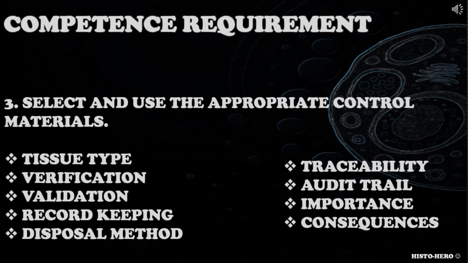The third competence requirement is select and use the appropriate control materials. Candidate should be able to select and use correct control material for demonstration methods. Does the candidate use correct control material for relevant demonstration method? Do they maintain correct audit trail for control material used? Do they produce appropriate control material for each demonstration method?